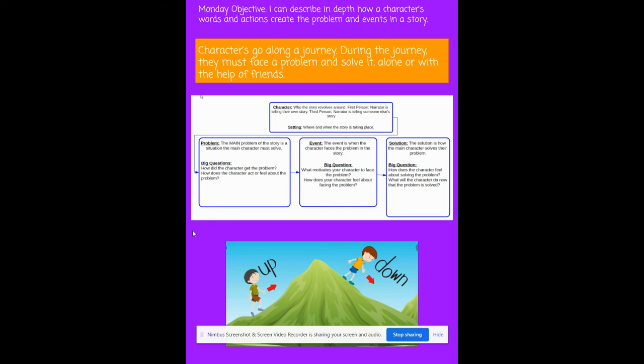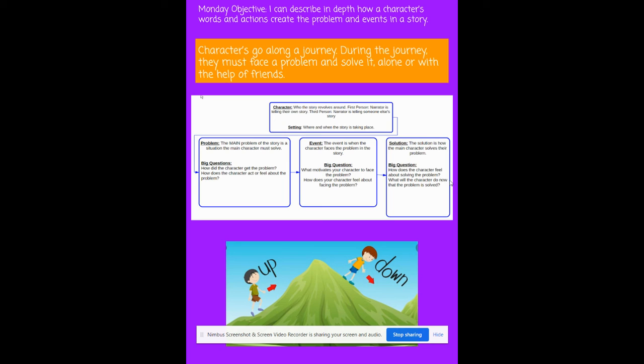Some of the big questions: how does the character get to the problem? How does the character act or feel about the problem? And then there are events. Events are when the character faces a problem, something that happens, something that changes the course of the story. So, what motivates your character to face the problem, and how does your character feel about facing the problem?